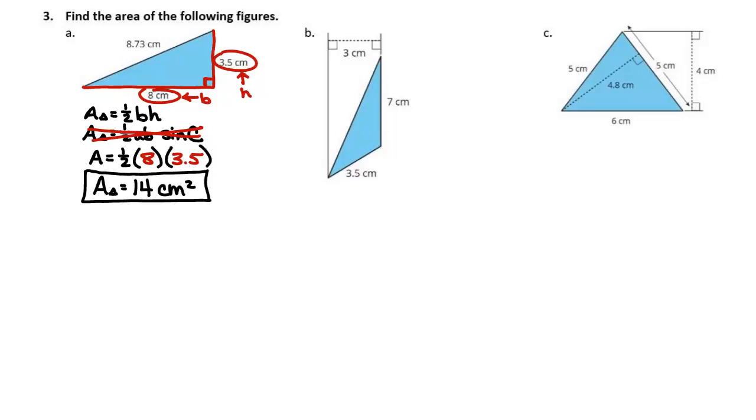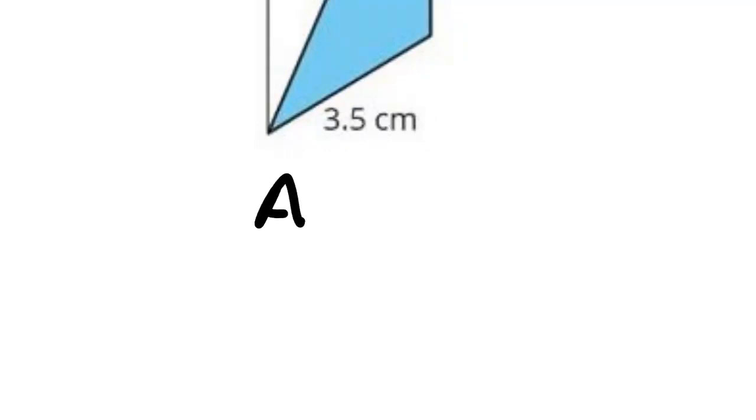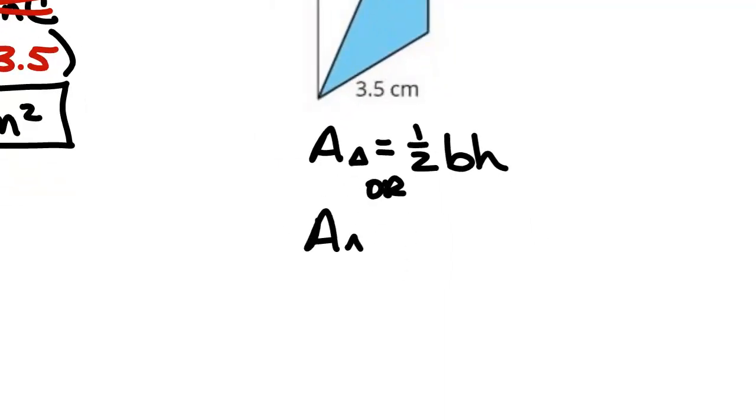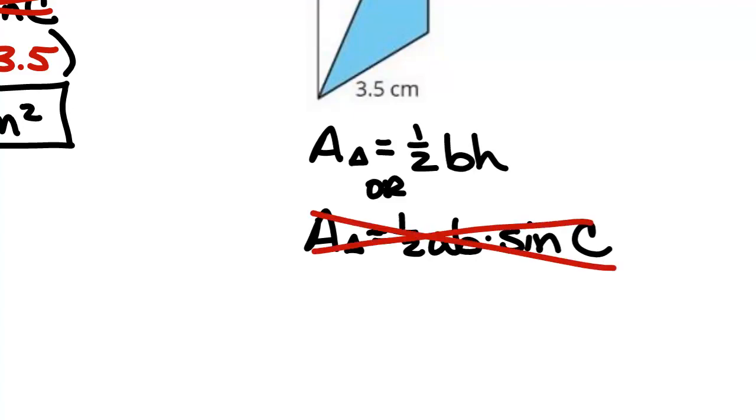Let's look at part B. Again, we have two formulas for the area of a triangle. 1/2 base times height, or 1/2 AB times the sine of angle C. Do we know any of the angles in the triangle here in part B? I don't know the size of any of those angles. So can I use the new area formula? Nope. Can't use this one because we don't know any angles.